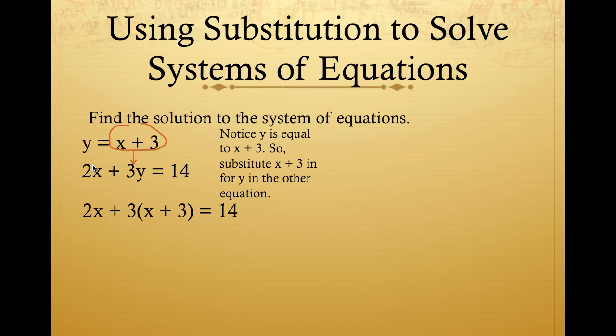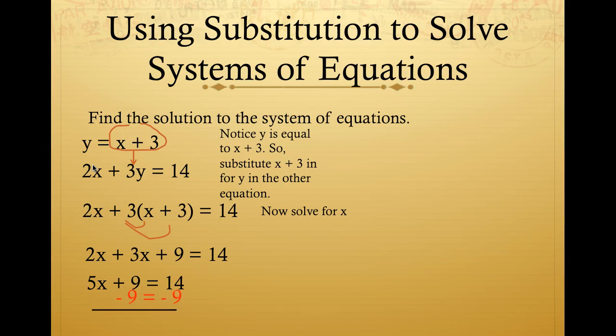First, distributing 3 to x and 3 to 3. Combining like terms, 2x plus 3x. Subtracting 9 from both sides. 5x equals 5. So again, in this case, x would equal 1.